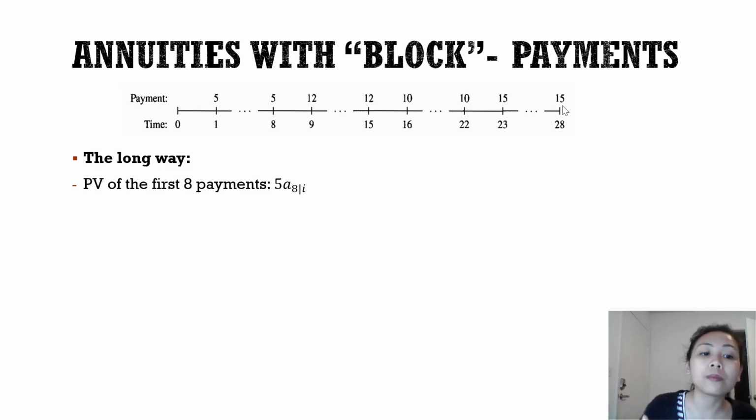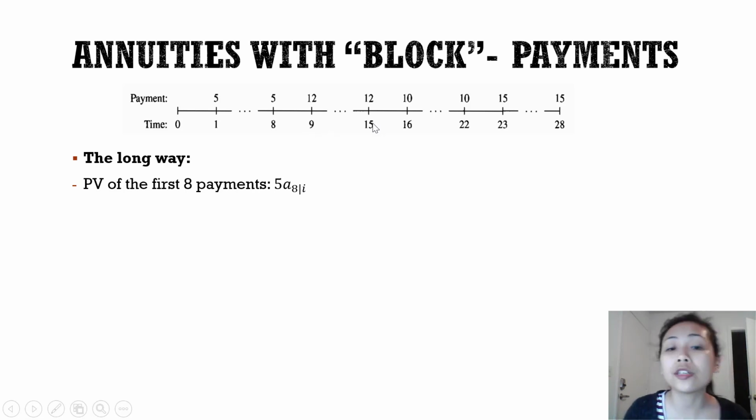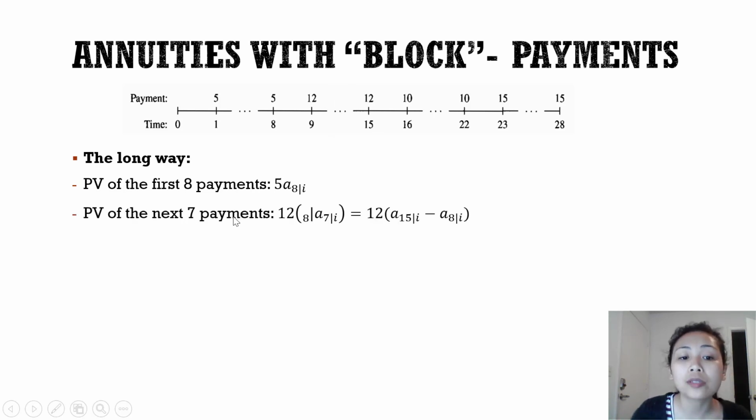For the first block, the present value of the first payments is basically an annuity immediate, because the first payment starts 1 year from time 0, and we have equal payments. So this is 5 a_8 at rate i. The second block is basically a deferred annuity, because it is deferred to time 8, and this is an annuity immediate of 7 payments. So the present value of the next 7 payments is 12 times 8| a_7 at rate i. That means an annuity immediate of 7 payments at time 8 with $12 for each payment.